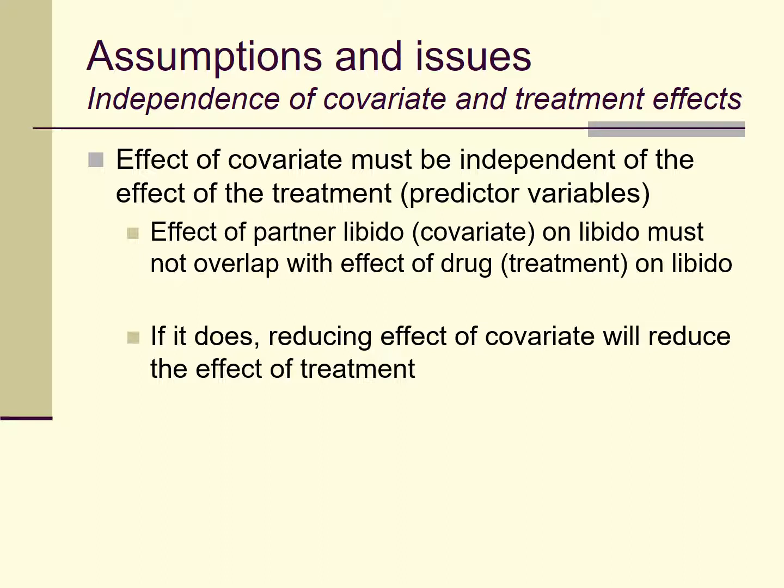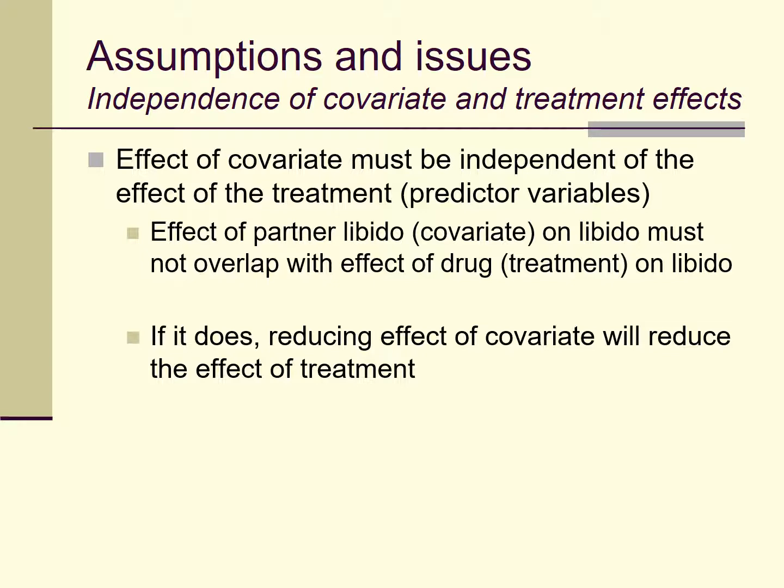What this means is quite simply that the effect of the covariate on the outcome variable must be independent of, must be uncorrelated with, the effect of the treatment variable on the outcome variable. So to put it in the language of our example, the effect of partner libido, our covariate, on libido must not overlap or be connected to the effect of our drug treatment on libido. If there is an overlap, then removing the effect of the covariate will also remove the effect of the treatment.